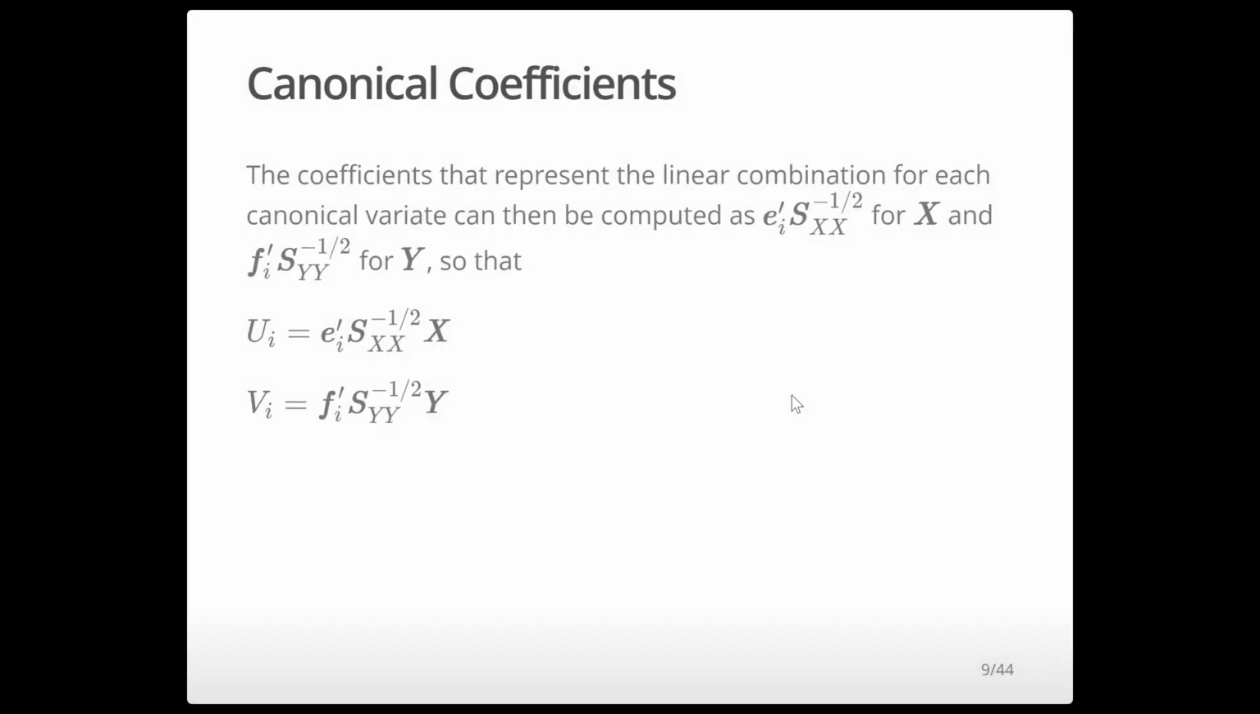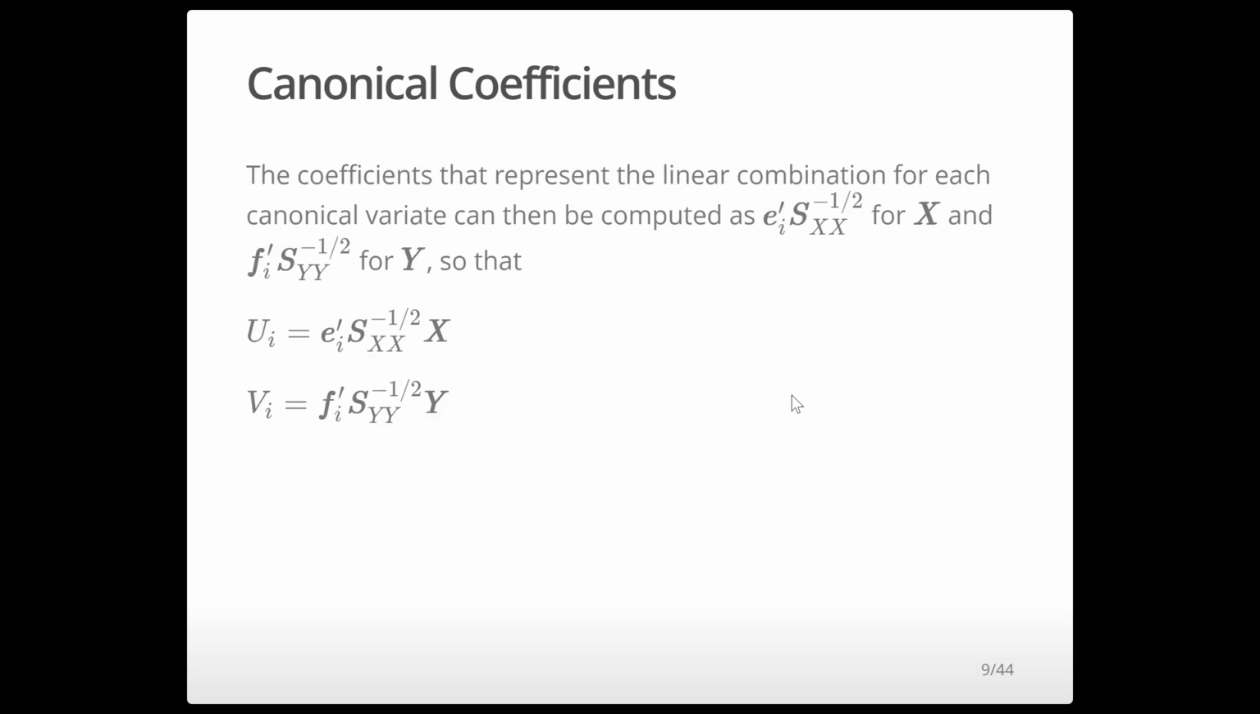So the coefficients that represent the linear combination for each canonical variate can then be computed by transposing the eigenvectors and multiplying them by the inverse root of the associated covariance matrix. So the transpose E.